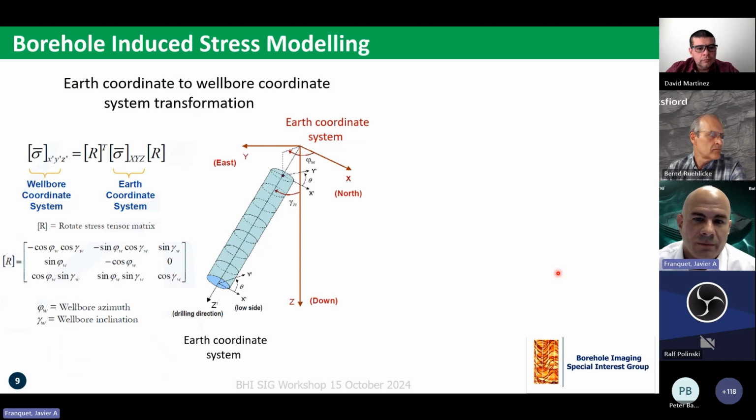So now, how are we going to model these breakouts around the wellbore? Two stress transformations are required. The first one is from the earth coordinate system to the wellbore coordinate system. This is a very simple tensor rotation using the deviation and azimuth of the wellbore. These are the two angles required, wellbore azimuth and inclination. You put this rotation matrix on both sides of the tensor for the earth coordinate system, and then we change it to the wellbore coordinate system.